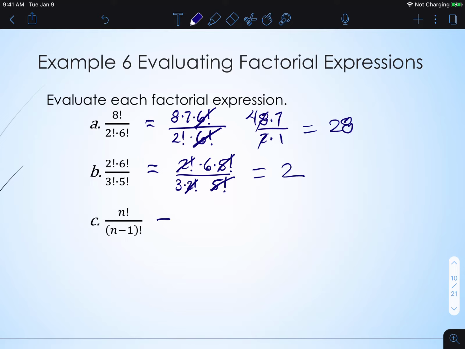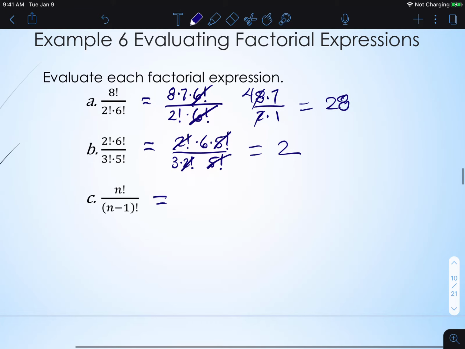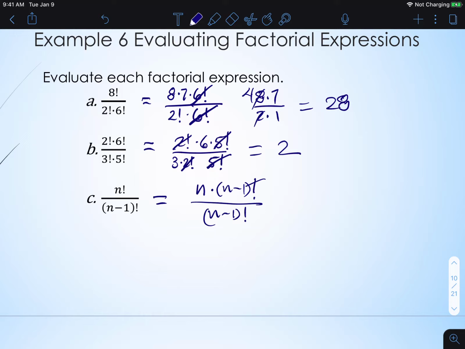And now we have this with variables. So we've got n factorial over n minus 1 factorial. Well, it stands to reason that n factorial can be written as n times n minus 1 factorial. And so we've got n minus 1 factorial down below. Those cancel. This answer is simply n.